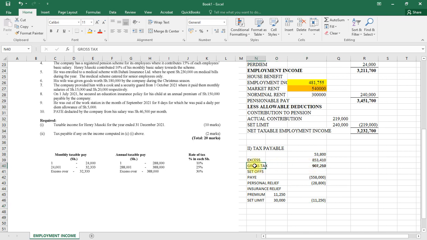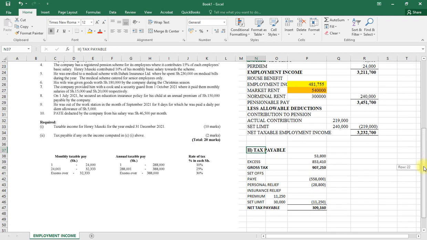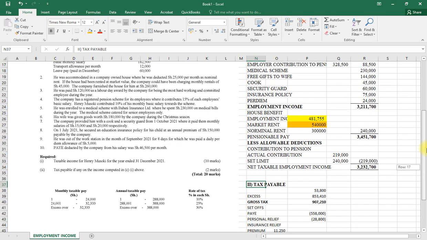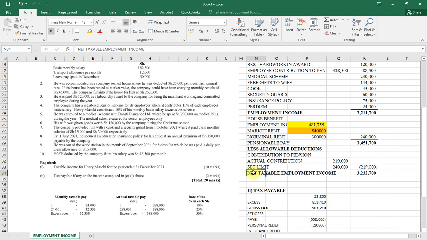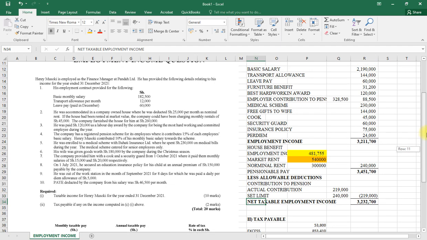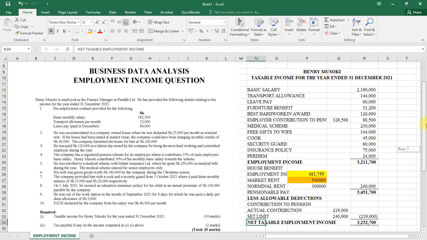I think that's all that we need under that, and so we shall get the net tax payable, and again we shall use Alt equals. We need the sum from this point, and I will put enter. So that will be our value. Bottom border here, and I will bold this, Control B. Even this one I can bold, and that is how that particular question was supposed to be done. So our net tax, tax payable if any on the income computed, will be 309,160, and the total net taxable employment income was supposed to be 3,232,700, and that is our question for Henry Musoki under the employment income.